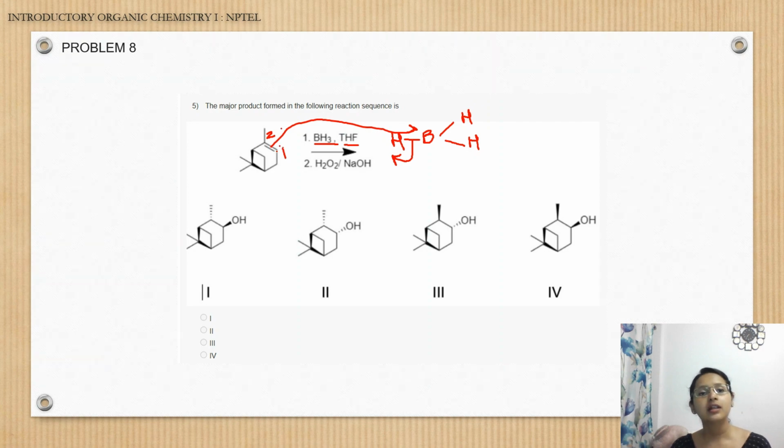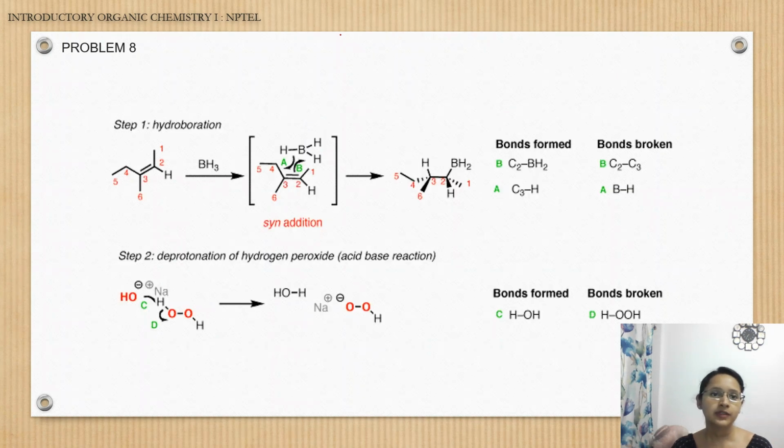That is why alkene carbon number 1 will take up the boron and the hydride, that is H minus. Here you will have H minus in the system. This H minus will then attack carbon number 2. So this is how it works, this is the particular mechanism. First, carbon number 1 is taken up by the boron, and then the hydride will attack the second carbon.